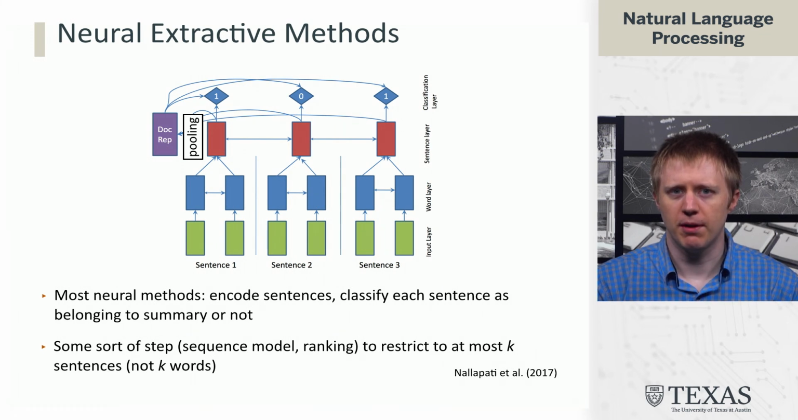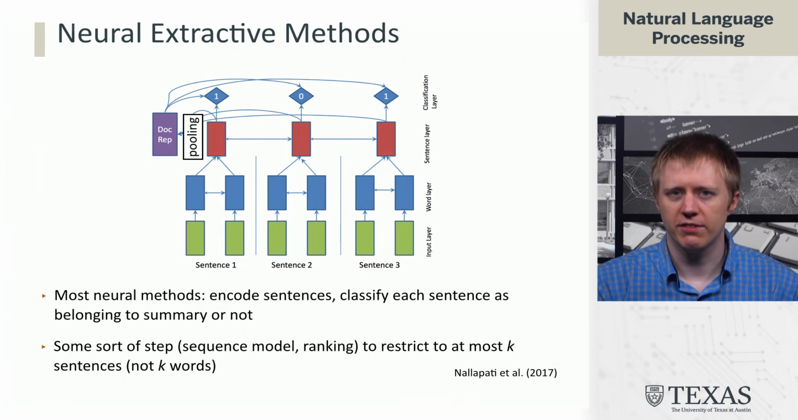And then that document representation is fed back into or combined with each sentence, let's say, to try to predict whether or not that sentence should be in the summary. So this is a relatively straightforward, almost like a sentence tagging problem, right? Where we want to tag each sentence as either 0 or 1, or classify it as 0 or 1.